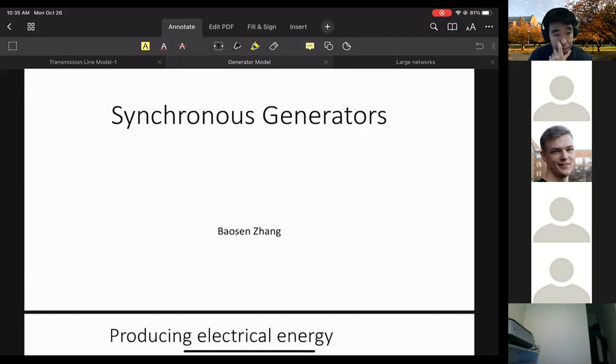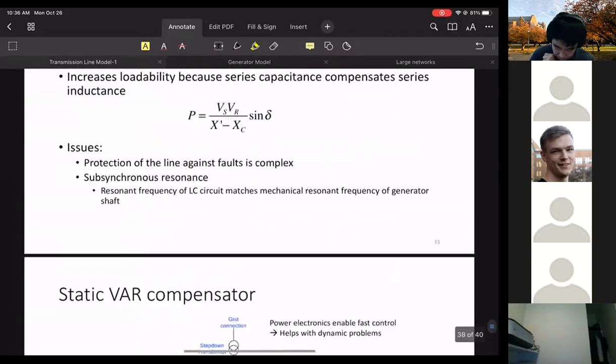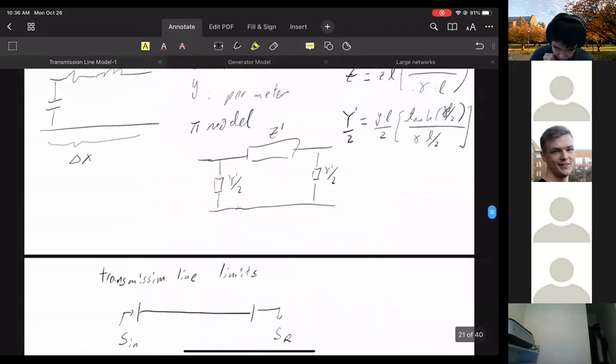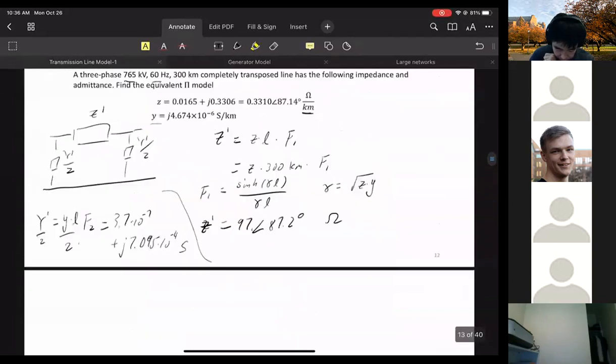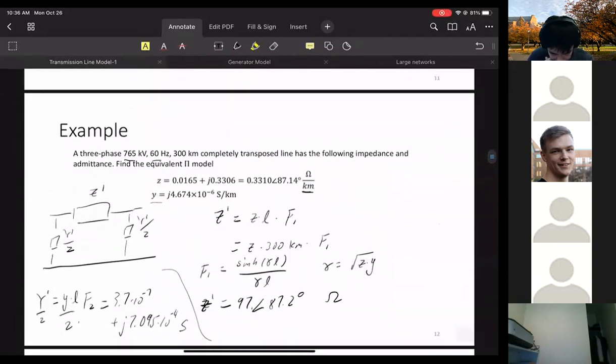Professor? Yep. I have a question about the example on slide 12 on transmission line. Yes. I tried to find gamma equal to the square root of z times y. I plug in the numbers and calculate gamma, and then I find the sinh of gamma times l, and I always get an error. I couldn't get any number from that. For the gamma, do we just put in whatever we have for z and y?